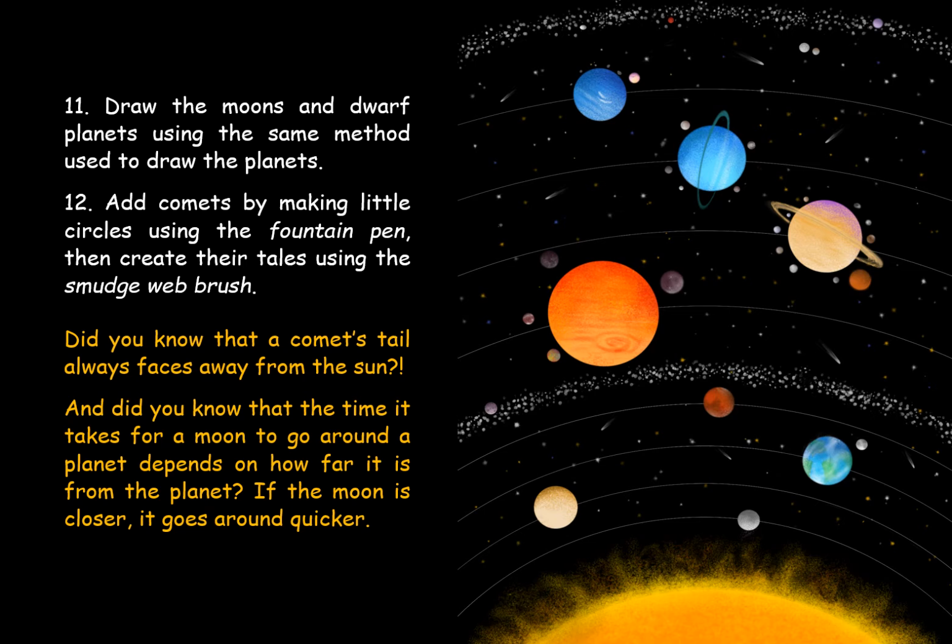Did you know that a comet's tail always faces away from the sun? And did you know that the time it takes for a moon to go around a planet depends on how far it is from the planet? If the moon is closer, it goes around quicker.